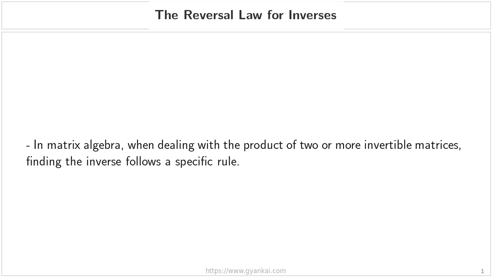Welcome, everyone. Today, we are going to explore a very important property in matrix algebra known as the reversal law for inverses. Now, when we are working with matrices, we often encounter situations where we have to deal with the product of two or more invertible matrices. You might be wondering if finding the inverse of such a product is as simple as finding the inverse of each matrix individually. Well, it actually follows a very specific and crucial rule.